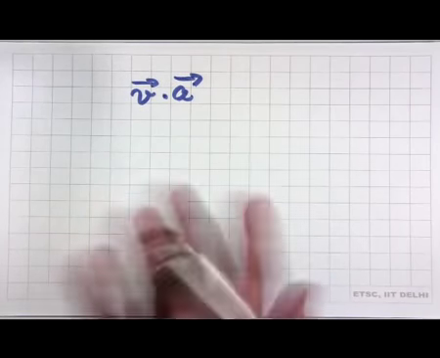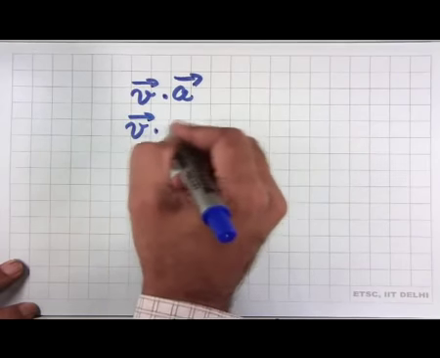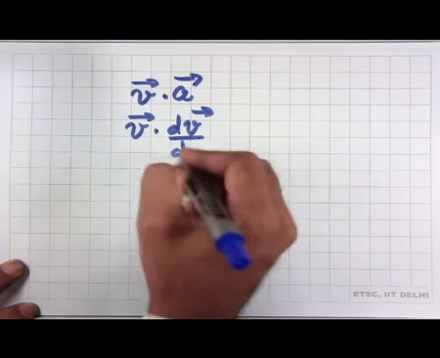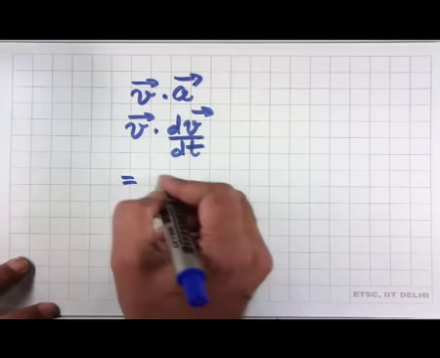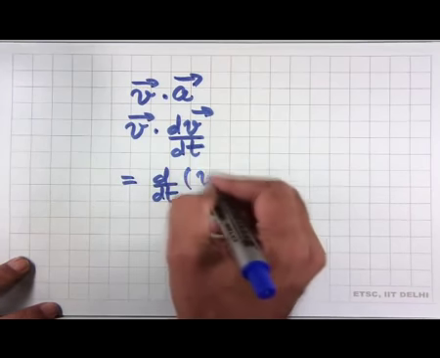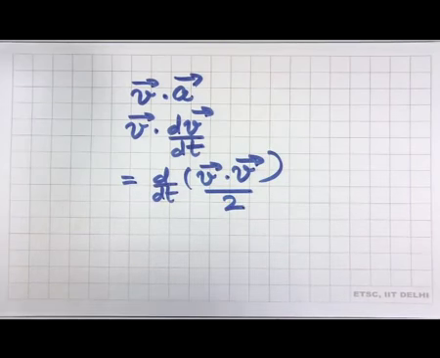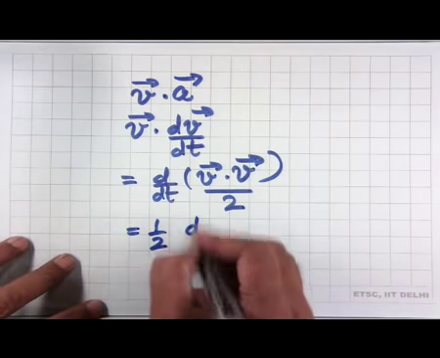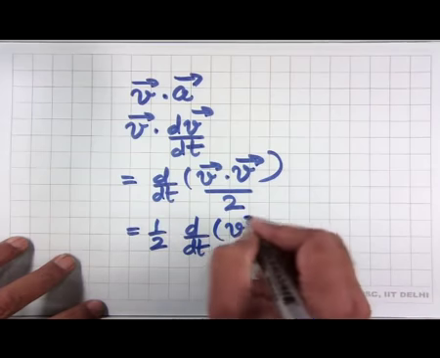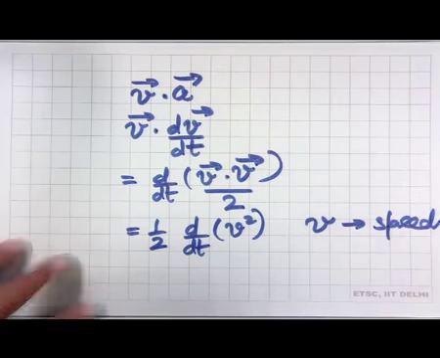Now, this looks like a very mathematical quantity, where there is some velocity and some acceleration. But let us look at this: we can write this as v dotted with dv by dt, because acceleration is dv by dt, and this we can write as d by dt of v dotted with v divided by 2. And so this will be equal to half times d by dt of v square, where v now is without the vector, therefore this is equal to speed.